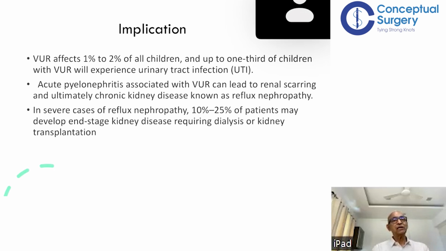What about adults? Adults also present with VUR, but because of different conditions, which I'll show you in the etiology, and they also go through the same pathology. So if there is a reflux going on, you need to think of preventing urinary tract infection, and also think of correction if it is present on a long-term basis. In severe cases of reflux nephropathy, about 10 to 25% of patients will develop end-stage kidney disease. This, as you can imagine, is a very serious implication.